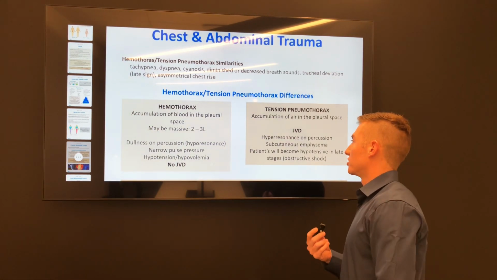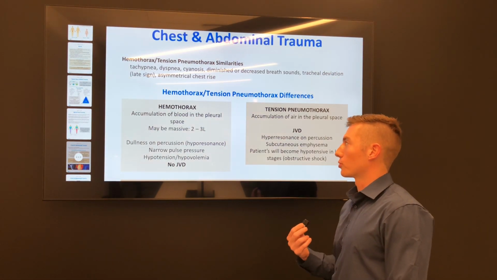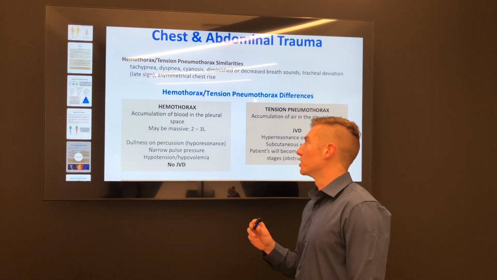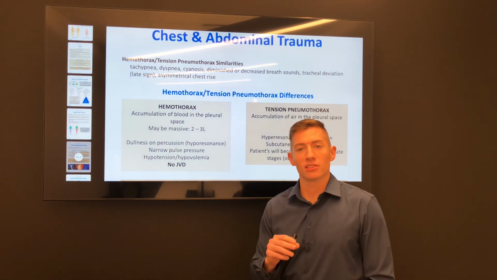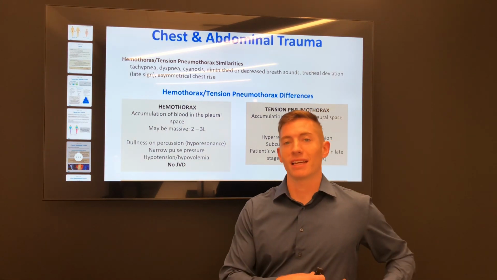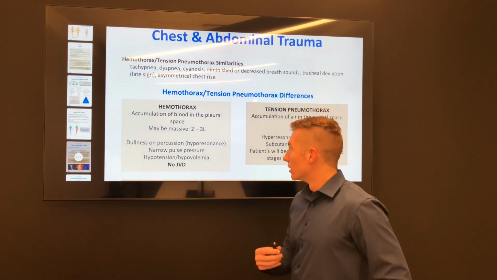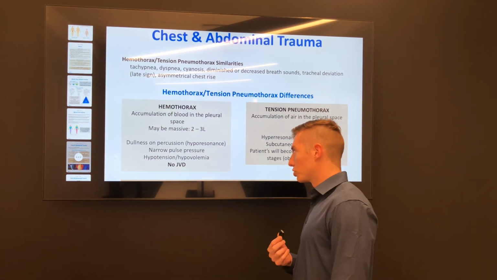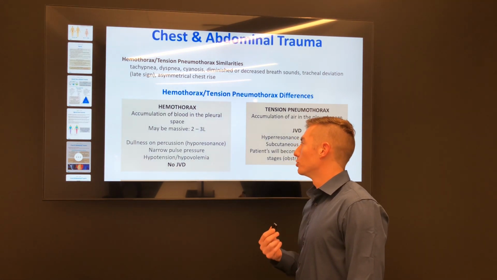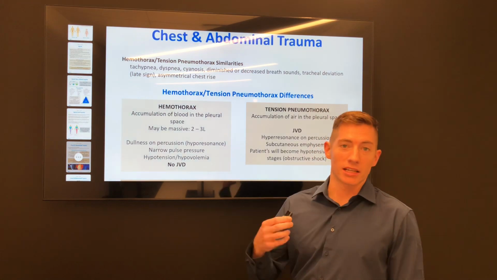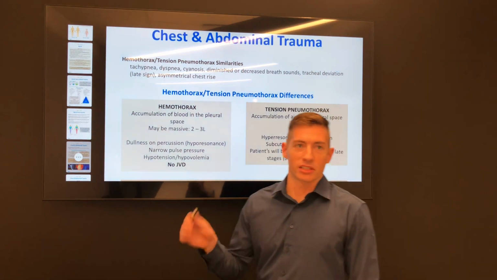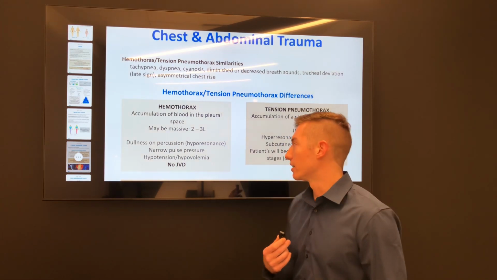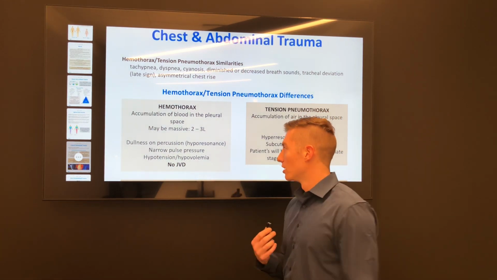Hemothorax and tension pneumothorax differences. So with a hemothorax, hemo meaning blood, thorax, thoracic cavity, there's an accumulation of blood in the pleural space. The pleural space is the lining between the lung and the sac that is holding the lung. Maybe 2 to 3 liters, could be that massive. Dullness on percussion, hyporesonance. Hypo meaning nothing or not there, resonance like a drum. Imagine filling up a snare drum with water and tapping it. You're not going to get a loud noise. You're going to get hyporesonance.